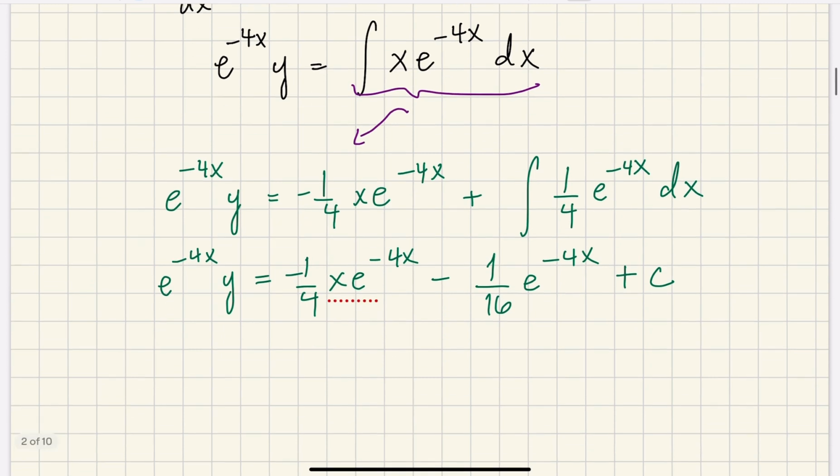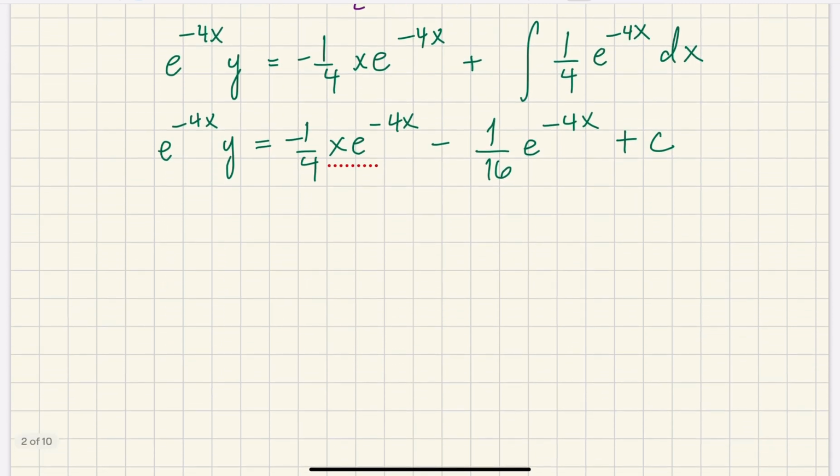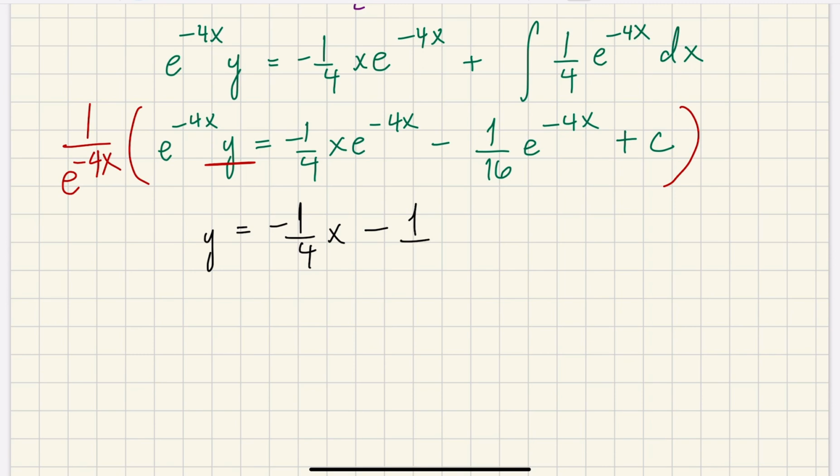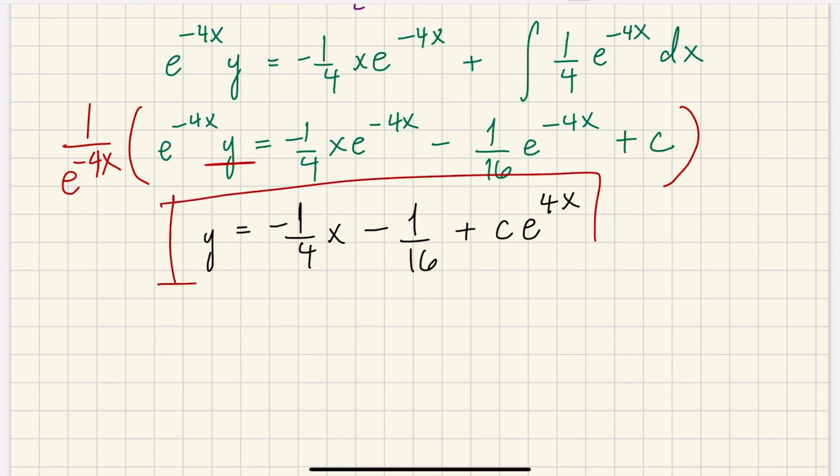Now we're pretty much done. All we're going to do is divide everything by e to the negative 4x. We just want to make y the subject of this equation. So we get y is equal to negative 1 over 4x minus 1 over 16 plus c e to the 4x. And we're done.